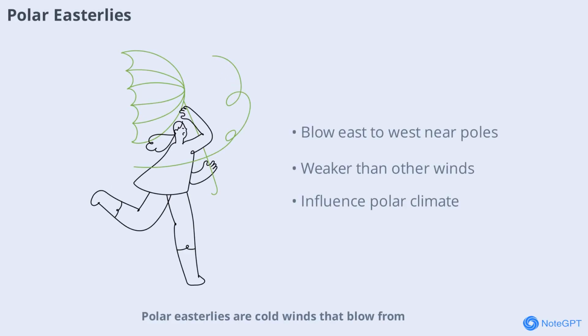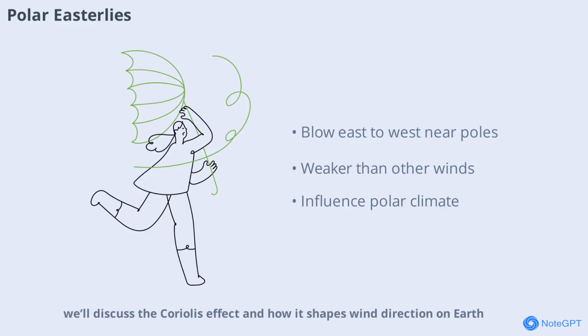Polar easterlies are cold winds that blow from the east to the west near the poles. Found in both the Arctic and Antarctic regions, these winds are generally weaker than the trade winds and westerlies but play a significant role in the polar climate. The polar easterlies help drive cold air toward lower latitudes, influencing weather patterns far beyond the poles. Next, we'll discuss the Coriolis effect and how it shapes wind direction on Earth.